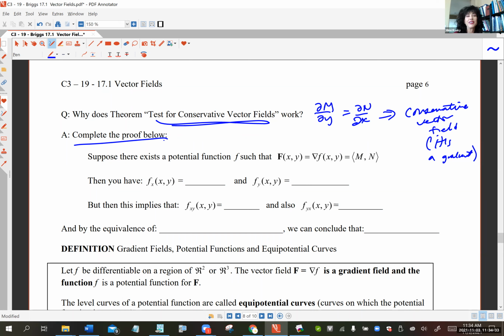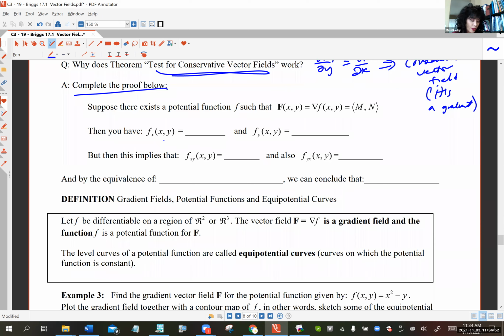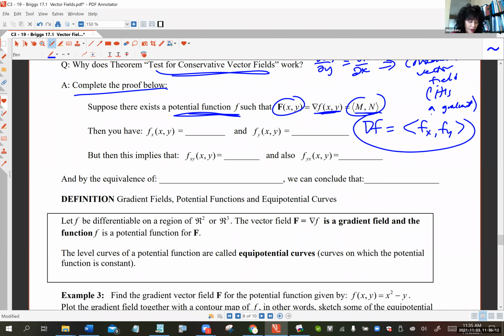What I love about this test and this little mini proof is it connects some of the stuff we learned about a month or so ago with what we're doing now. So it's kind of a lovely connection of some of the concepts. And I love that when we're making connections. Okay, so suppose you have a potential function, little f, that's a mama function, that when you take her gradient, you get a vector field, M, N. Well, what do you know about gradients? We know that gradients, by definition, the components are first partials. So this is what we know, okay?